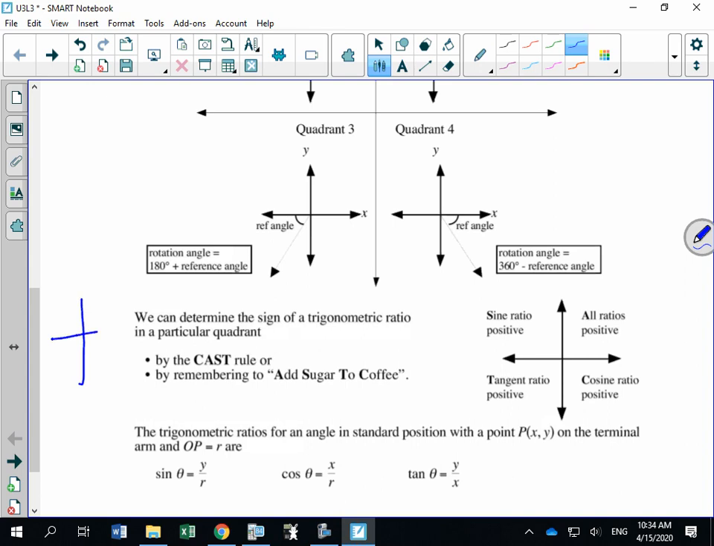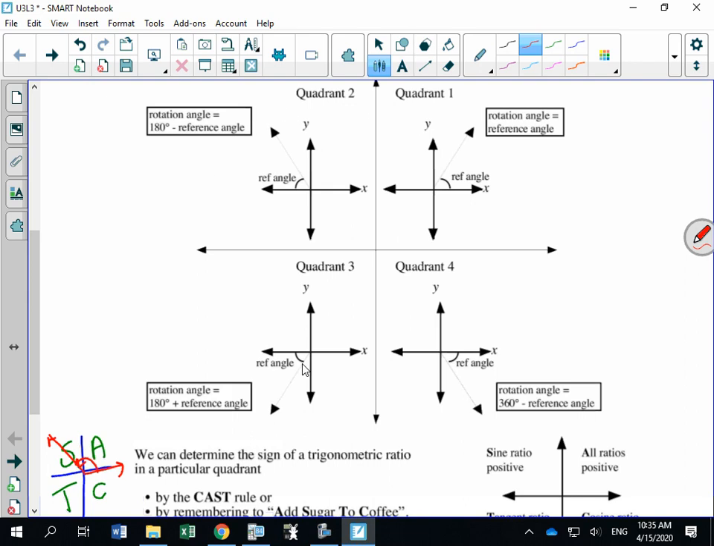So remember that in lesson 2 we did the CAST rule. According to the CAST rule, what that shows you is wherever your terminal arm lands, whichever quadrant your terminal arm lands, this is the trig ratio that would be positive in that quadrant. So if I had a terminal arm that landed in quadrant 2, I am in what's called the sine quadrant, and the only ratio that's positive in quadrant 2 is sine. So if I gave you, let's say, 150 degrees, which would terminate in quadrant 2, sine would be positive, cosine and tangent would be negative. Okay, so that was the CAST rule.